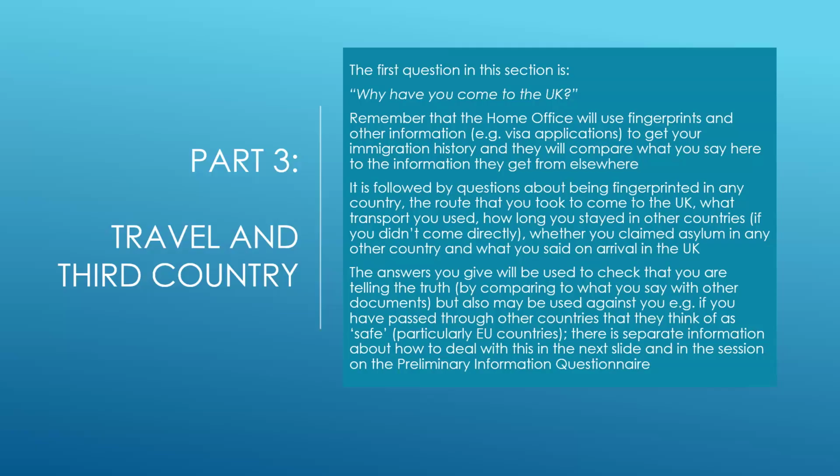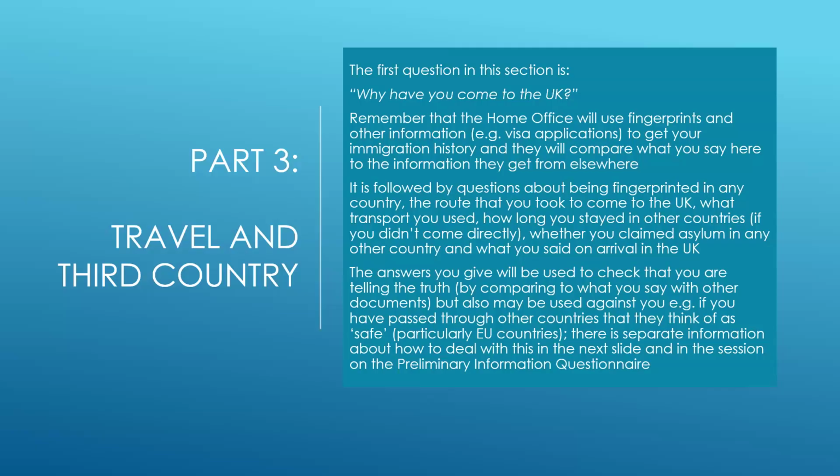Now that preliminary question is followed by questions about being fingerprinted in any country, the route that you took to come to the UK, what transport you used, how long you stayed in other countries, if you know where you were, and if you didn't come directly, whether you claimed asylum in any other country, and what you said on arrival in the UK. Now, again, the answers you give will be used to check that you're telling the truth. For example, by comparing what you say to other documents that they have.